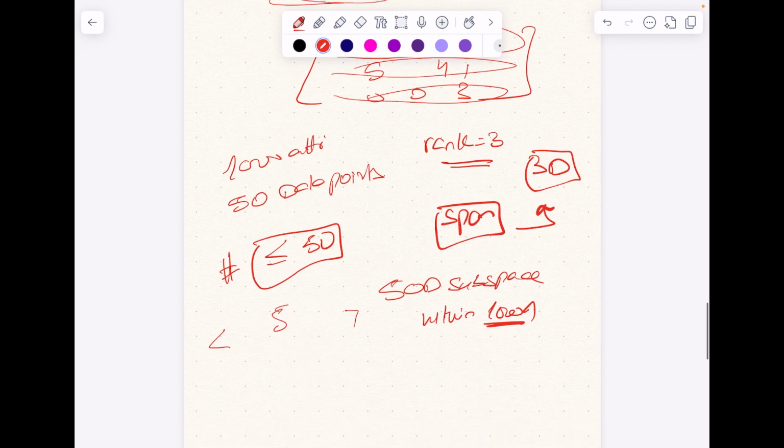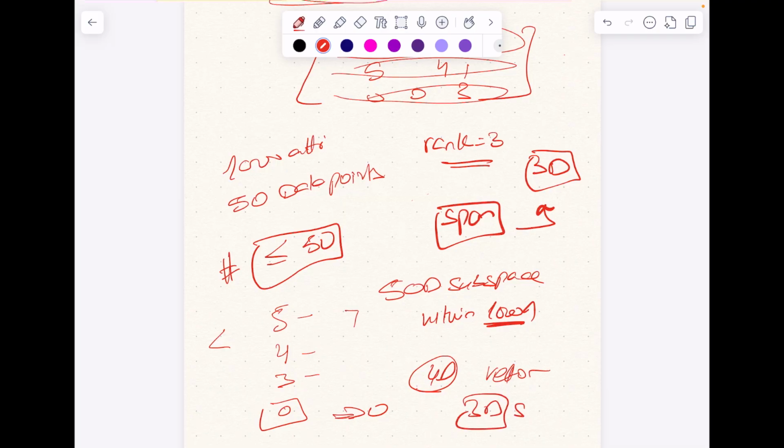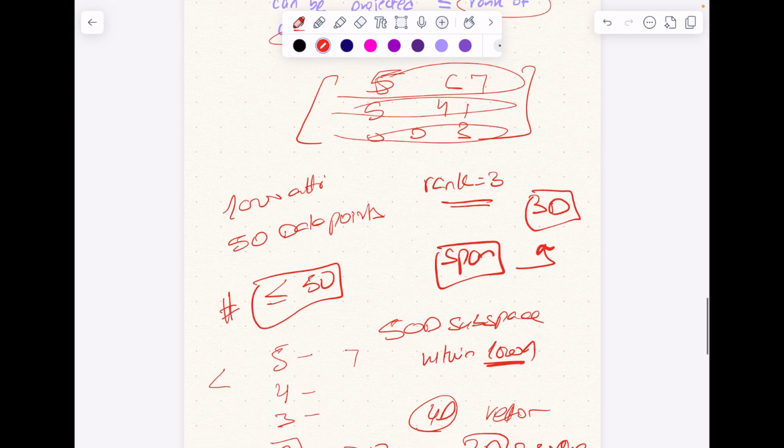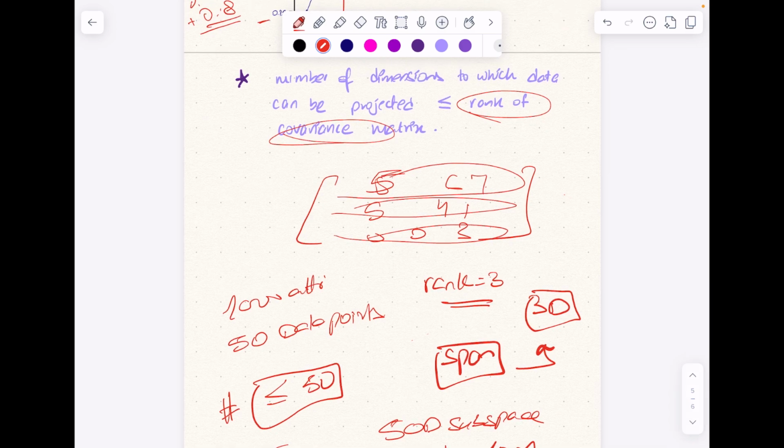It's, again, easy to think of something like a vector which is maybe in 4D, so we have 5, 4, 3, and 0. It has values for the first 3 dimensions, but the last dimension is actually 0. So even though it's a 4D vector, it's actually living within a 3D subspace. So we cannot project our data into more dimensions than where it actually lives. This is the key point: you cannot project your data onto more dimensions than where it lives, which is basically defined by the rank of your covariance matrix.